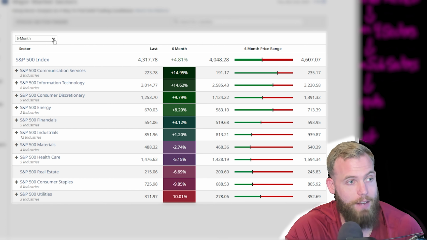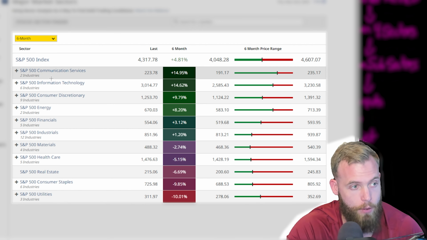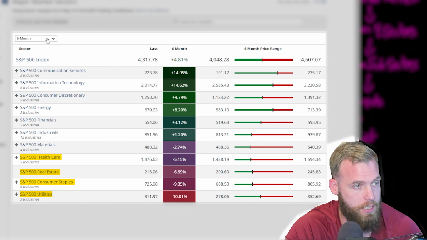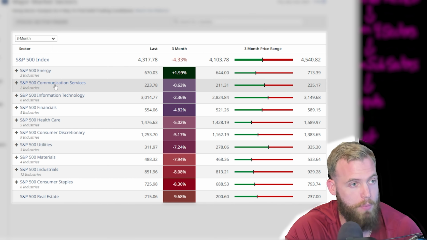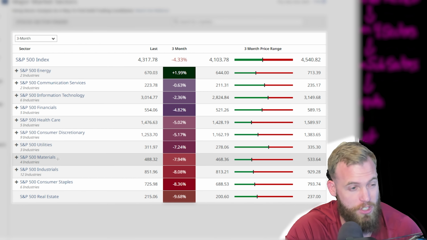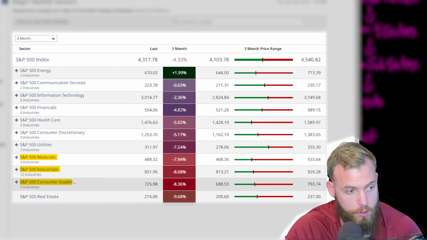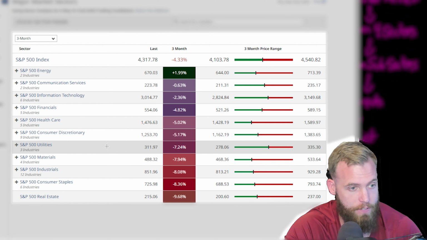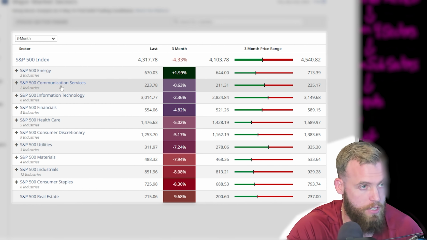First, I'm going to look at a 6-month rundown of the various sectors and see what names are in the bottom 4. In this case, I see healthcare, real estate, staples, utilities. Now I'm going to zoom this into a 3-month look. And again, I see materials, industrials, staples, real estate. So these two are repeats down here. Utilities isn't that far off, so I would still consider this on the table.